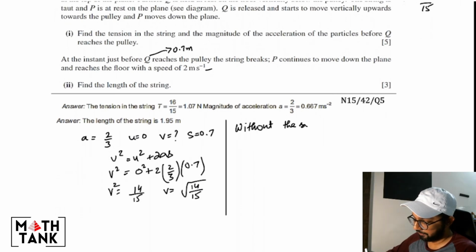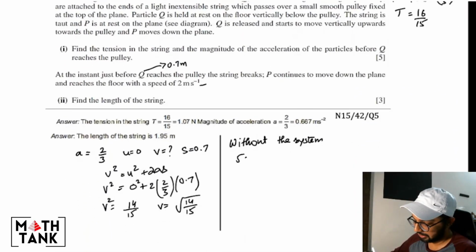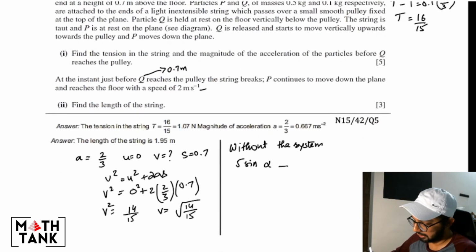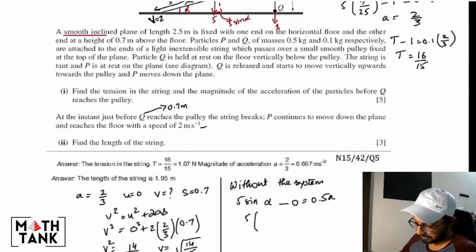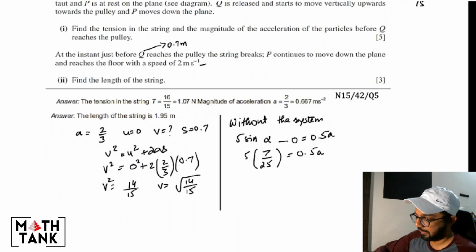Without the system, A is now traveling with the speed of, again, this question is about that I could just say g sine alpha would give me the acceleration, but just for the sake of elaborating on this, I'm going to say that the tension has gone down to 0, so I'm going to write minus 0 equals 0.5a. So 5 into sine alpha was 7 over 25 equals 0.5a. So I get 0.7.